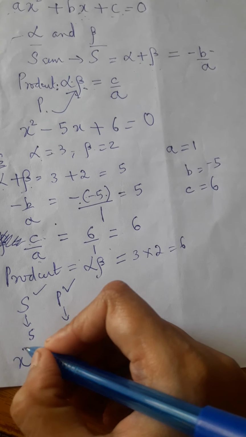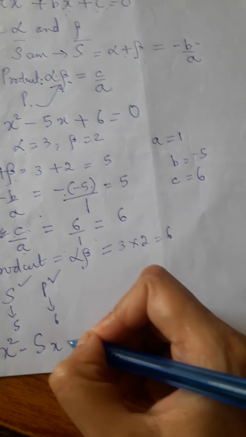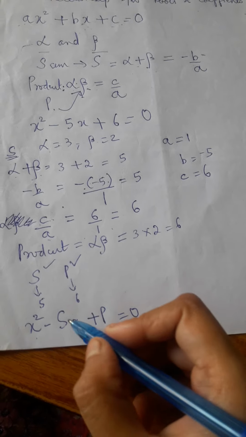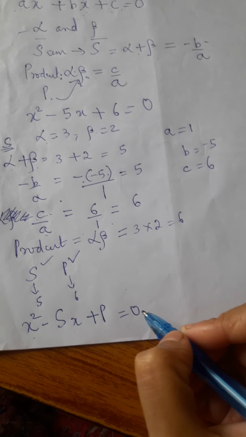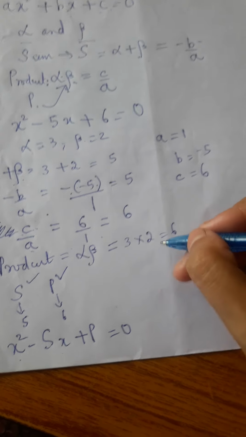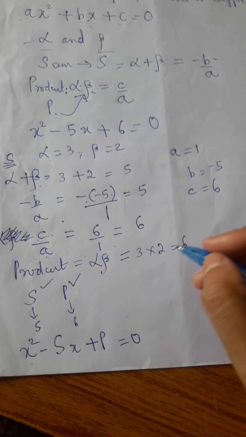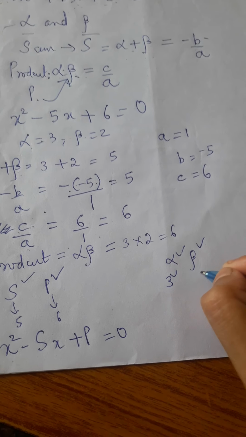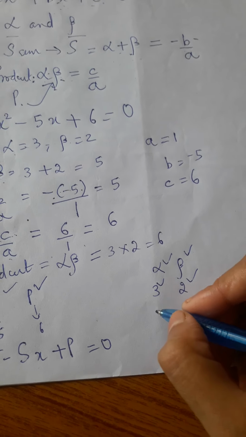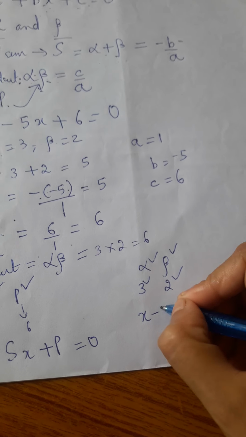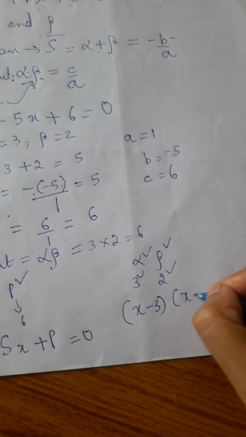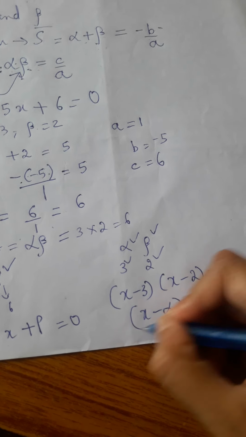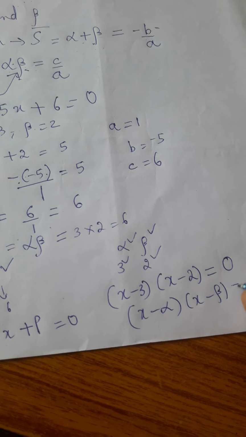The simple equation that we have is x square minus sum into x plus product is equal to 0. So there you go, your equation: x square minus 5x plus 6 is equal to 0. Alright, and if my sum and product are not given, rather alpha and beta are given, alpha is 3 and beta is 2, then you could frame your quadratic as x minus 3 into x minus 2 is equal to 0. Generalized, it is x minus alpha into x minus beta is equal to 0.